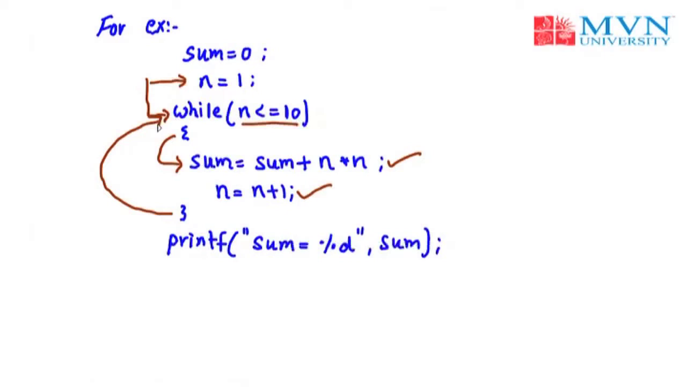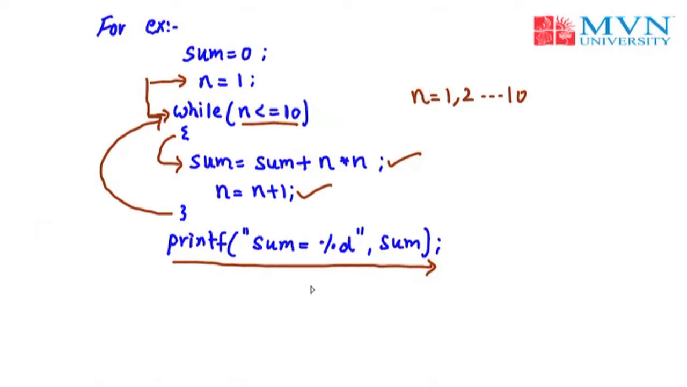Now the value of n is 2. This will be compared, that the value of 2 is less than 10. Then again the body of the loop will execute, and again the value of n will be incremented. So the body of the loop is executed 10 times for n is equal to 1, 2 up to 10. And when the value of n will be greater than 10, then this loop will be terminated and the value of the sum variable will be printed.